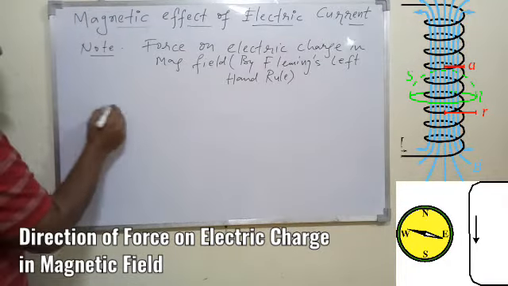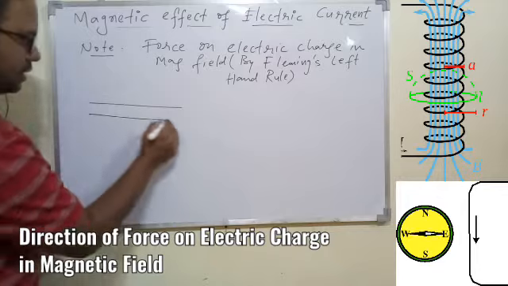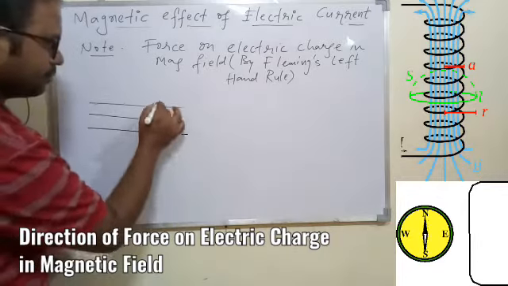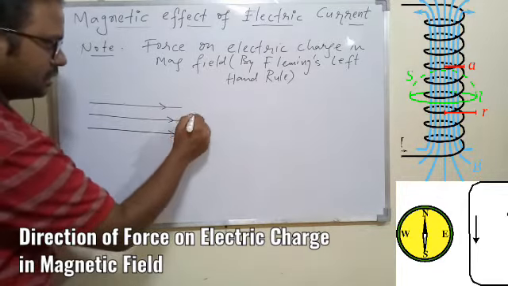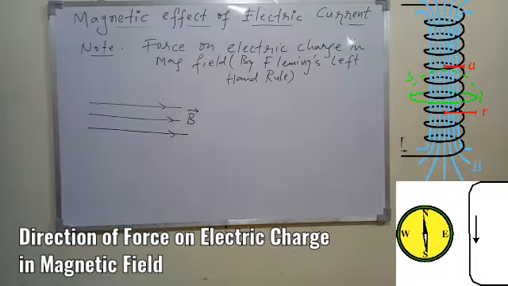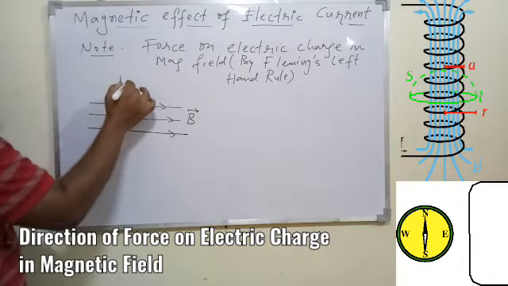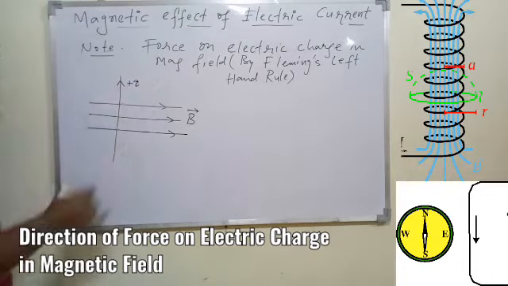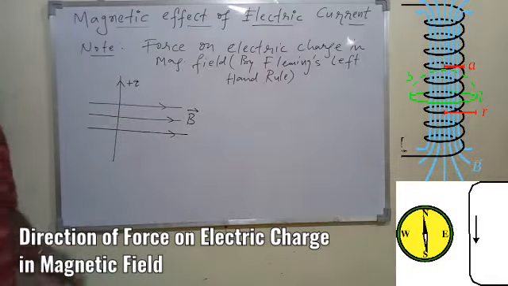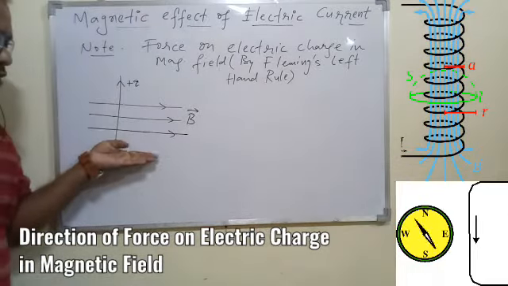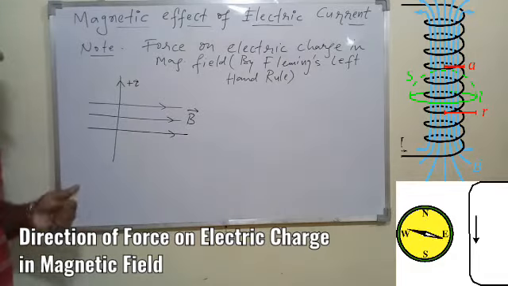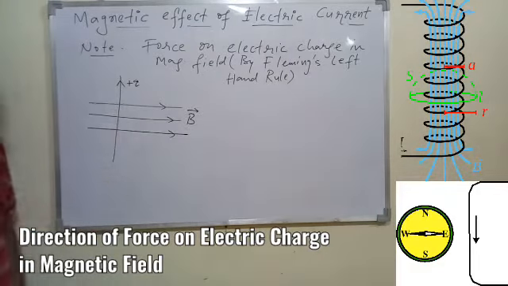So just take an example. We have the magnetic field in this particular direction. This is the direction of the magnetic field, and perpendicular to this magnetic field, let a positive charge be moving in this particular direction, plus Q. If a charge is moving perpendicular to the magnetic field in upward direction and this charge is positive, then what will be the direction of force given to this electric charge?